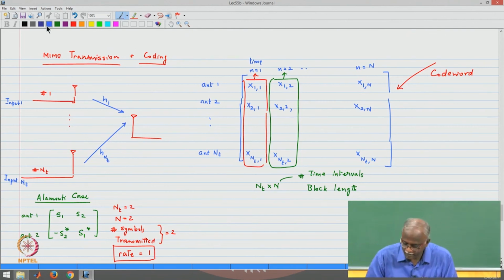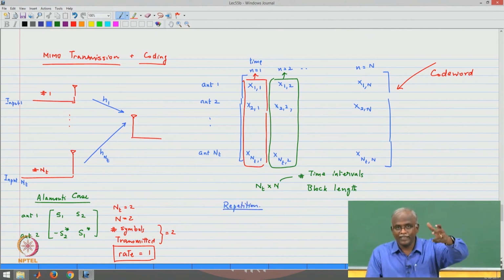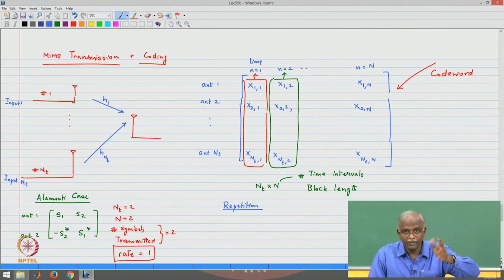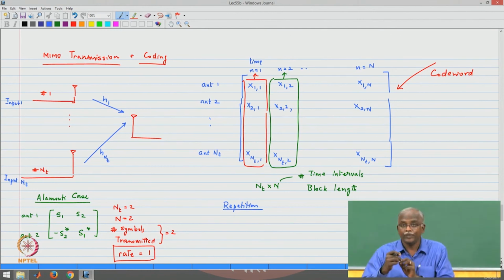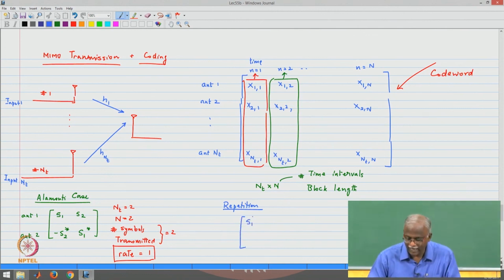Now, a similar case, but a simpler one. When we do repetition code, that means first we transmit a symbol on antenna 1, nothing on antenna 2, and then in the next instant of time we transmit the same symbol from antenna 2 and nothing on antenna 1. So, in this case the matrix would be S1 and nothing on antenna 2 at time instant 2.